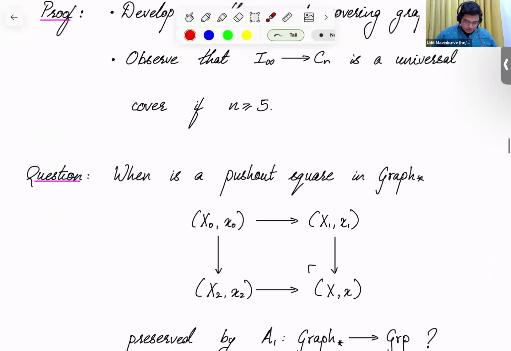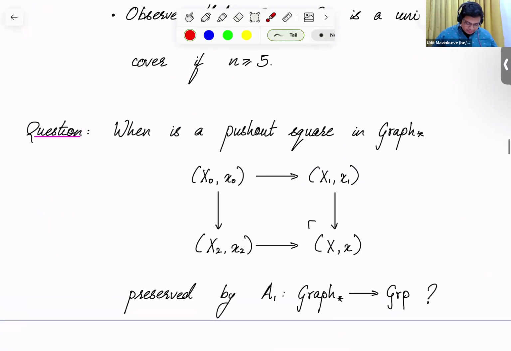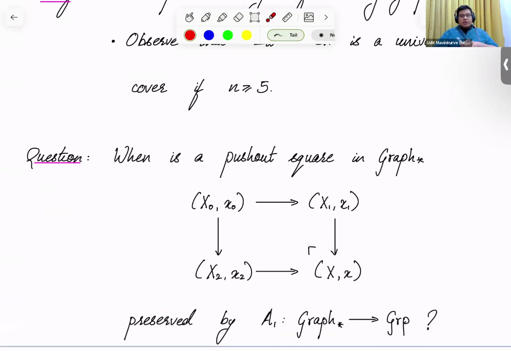So just some more computational results. The next thing, after computing the fundamental group of S1, the cycles, you want to ask about the Seifert-Van Kampen theorem. So maybe you want to compute the fundamental group of S2 or of the torus or things like that. So the question that the Seifert-Van Kampen theorem really asks is, when is a push-out square in the category of pointed graphs?